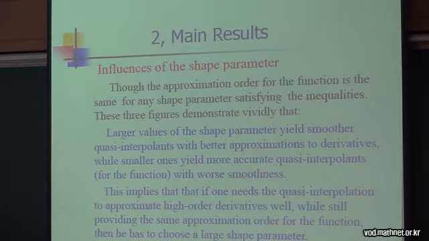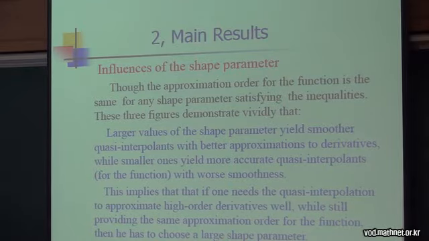This first figure is about approximation of the function with worse smoothness, as we see in the second and the third pictures. It can't approximate its derivative well. This implies that if one needs the co-interpolation to approximate high order derivatives well, while still providing the same approximation order for the function, then one has to choose a large shape parameter.